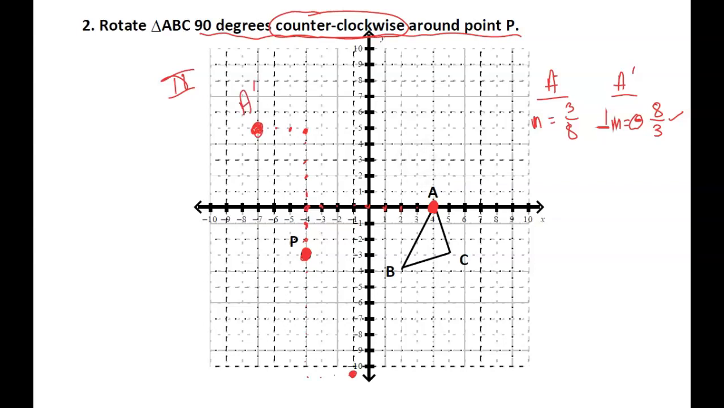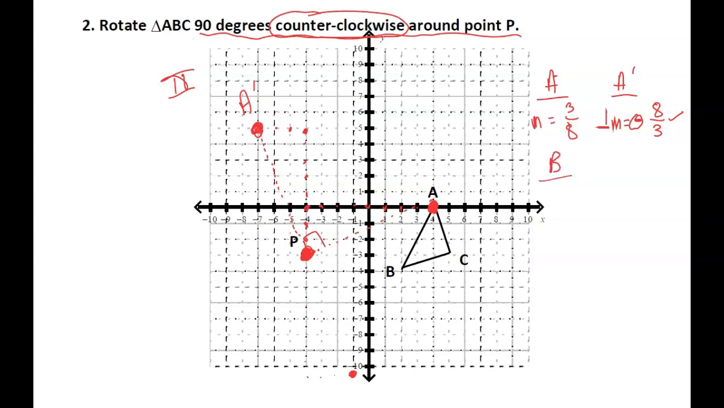What should happen then, if we just sketch it, from A prime to the point we rotated around, drawn out to A, those should be the same distance away from this point, and we should have a nice 90-degree angle here, which we do.